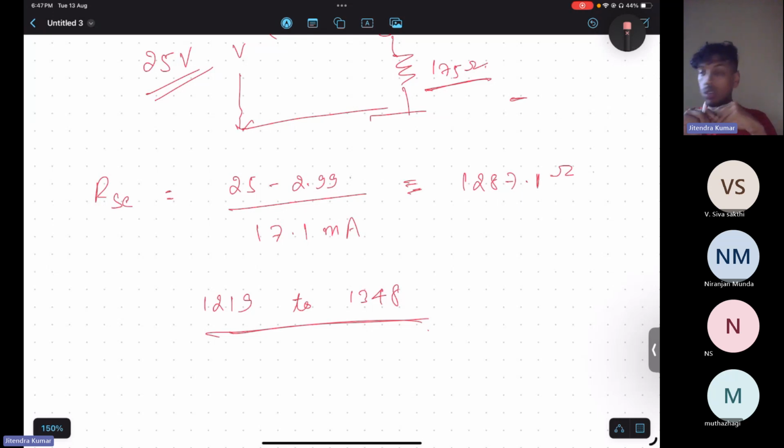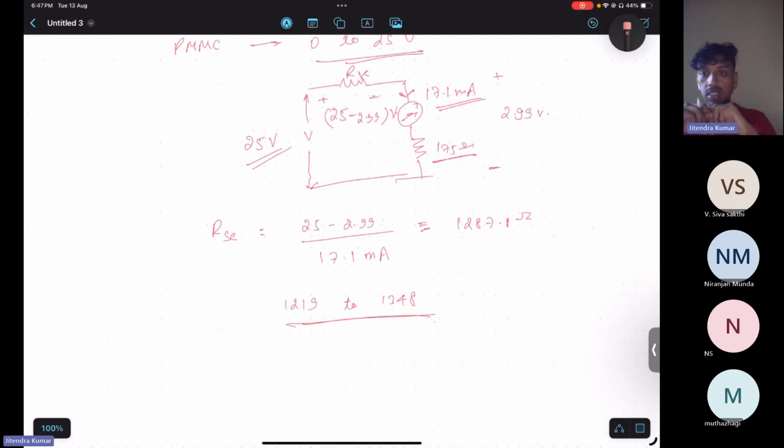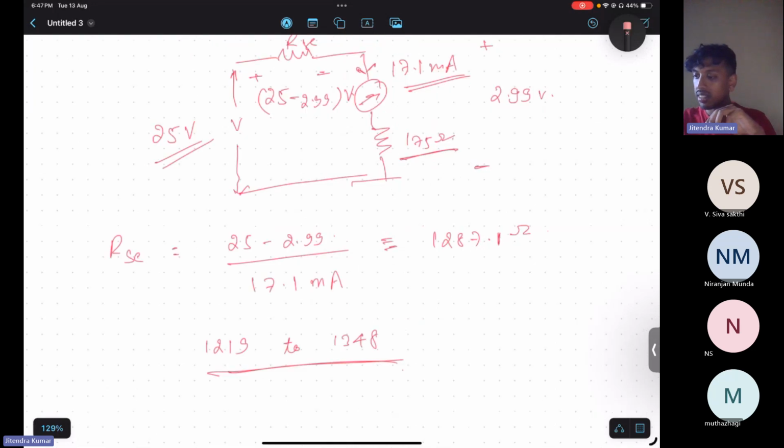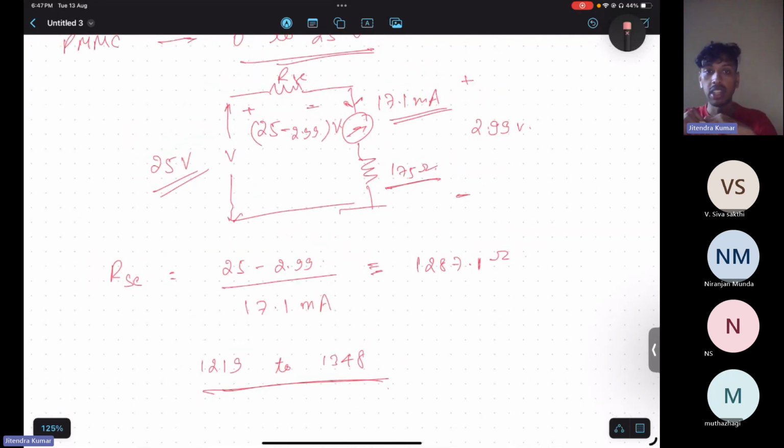Now we have to find out whether this system will be overdamped or underdamped. So what is the answer? Just by looking at this circuit or this answer, you can tell me what will be the characteristics of the system. Yeah, Niranjan, you have also submitted. Okay, great. So please let me know quickly what is the characteristics of this voltmeter: underdamped, overdamped, or critically damped.